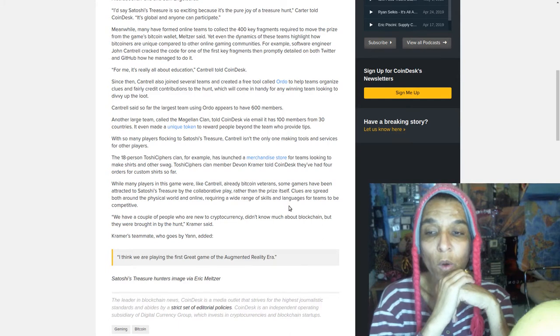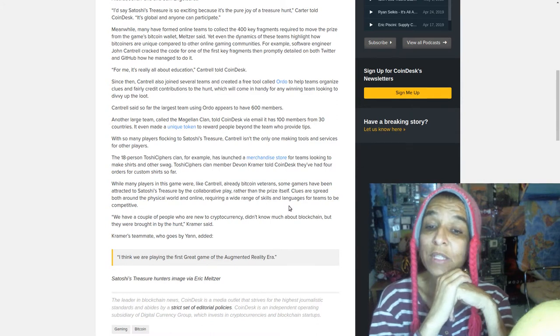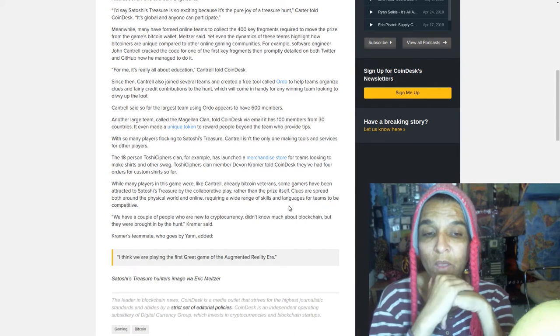With so many players flocking to Satoshi's treasure, Cantrell says he's not the only one making tools and services for other players. The 18-person Satoshi clan, for example, has launched a merchandising store, and they were also the ones who released Violet's key. For teams looking for swag, Satoshi Cypher's clan member Devin Kramer told CoinDesk that they had 4 orders for custom shirts so far.